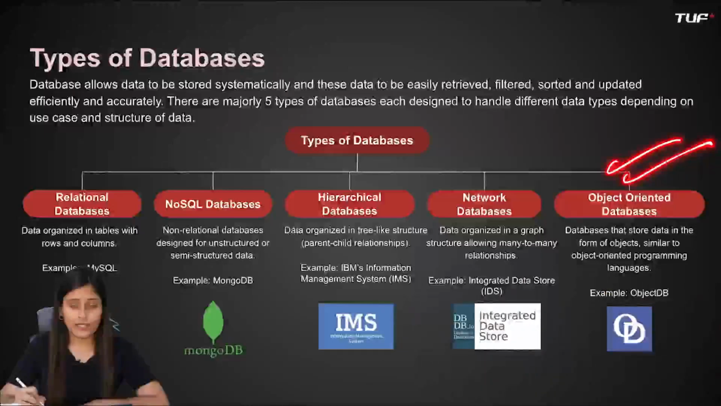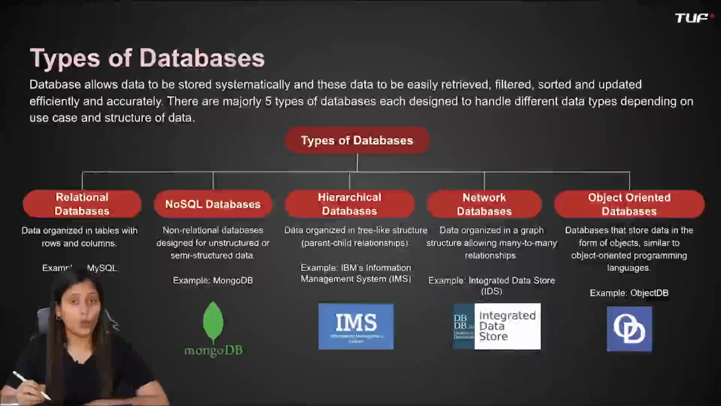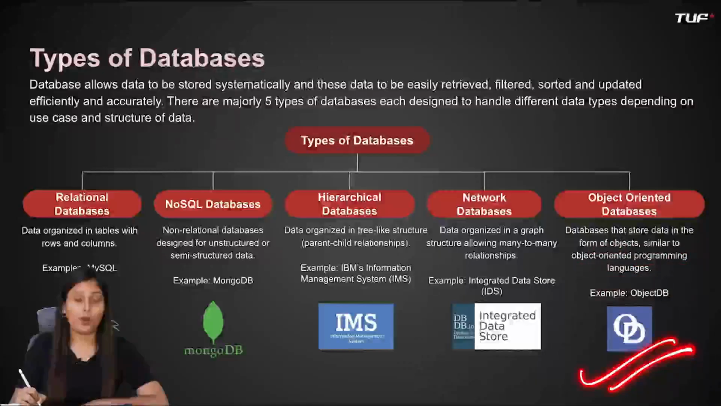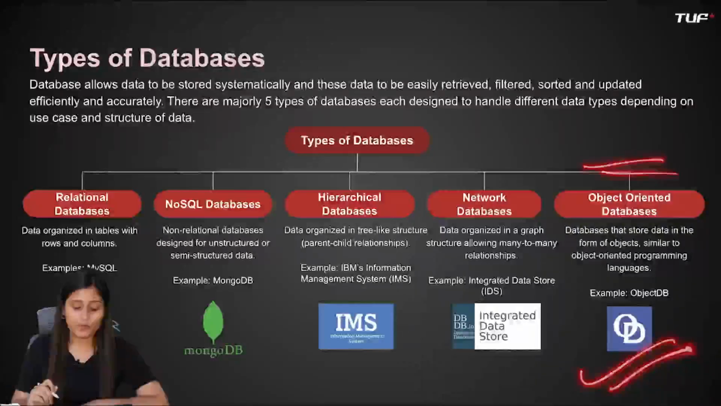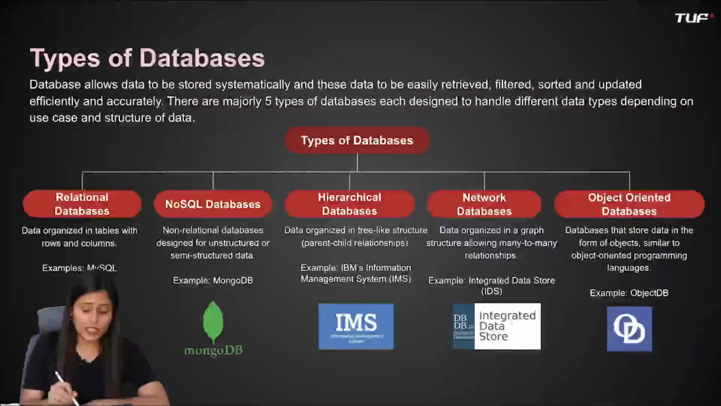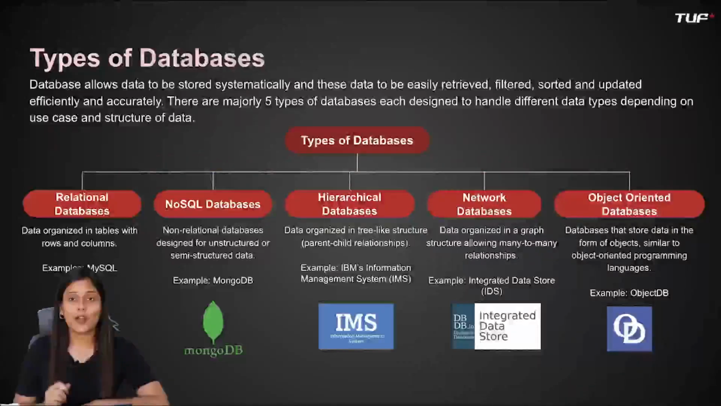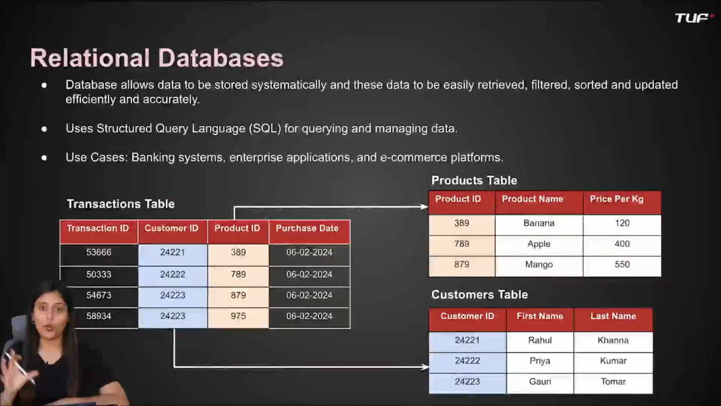Another is object oriented database. Like how we create objects in OOPS, in a similar way we will store our data in this format. So it is a database that stores data in the form of objects, similar to an object oriented programming language. And ObjectDB, object database, is the example of object oriented database. So these were the five different types of database which we have learned in short. Now let's learn in more depth.